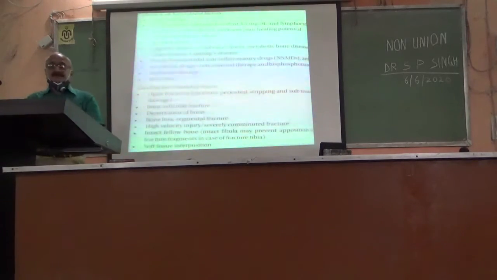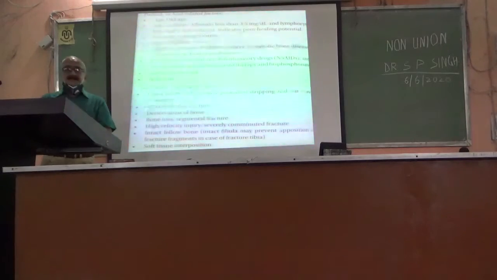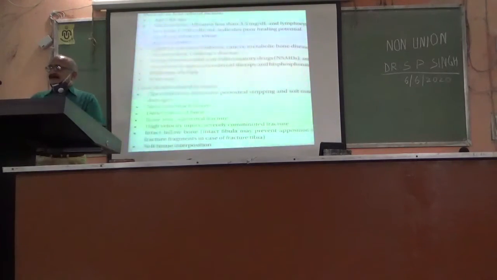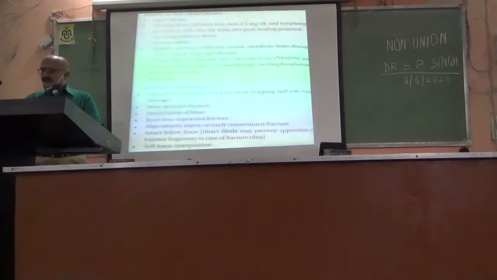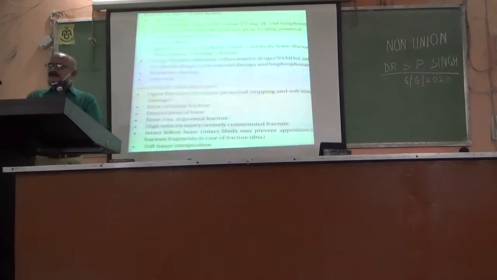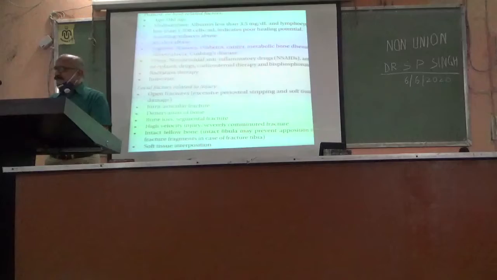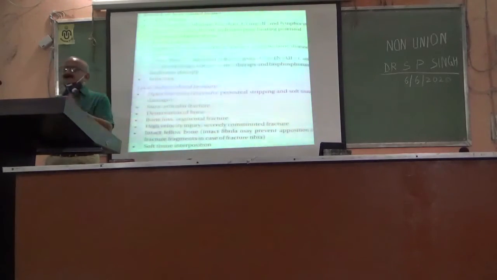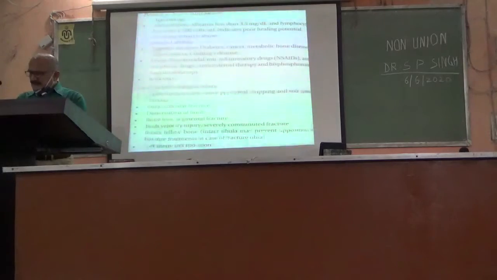High velocity trauma. People like you are very fond of doing bike. They say you may not be the one to start a quarrel, but you can still become the victim of one. You cannot hit somebody, but somebody can hit you. So, in the era of high velocity road traffic, this is the most significant cause of non-union.